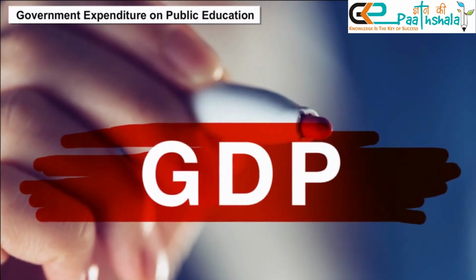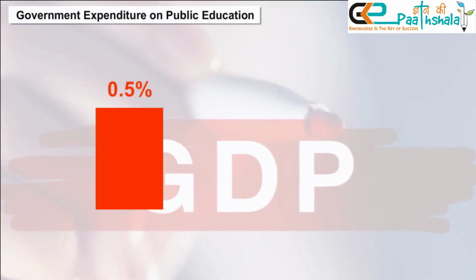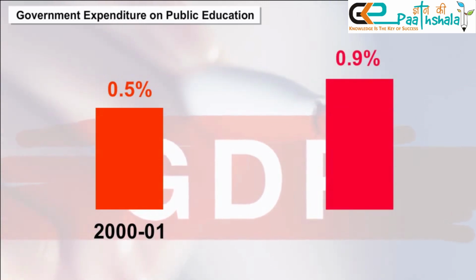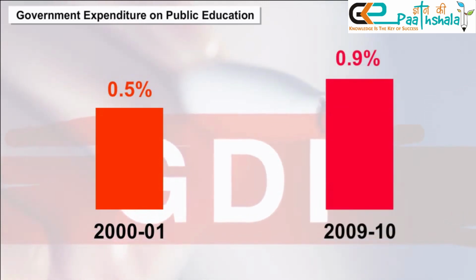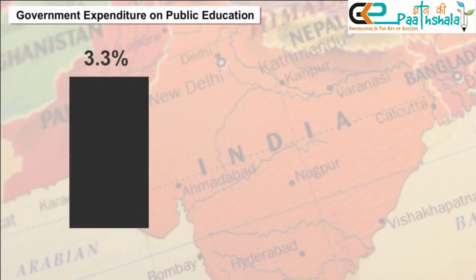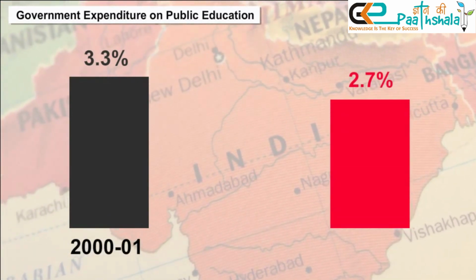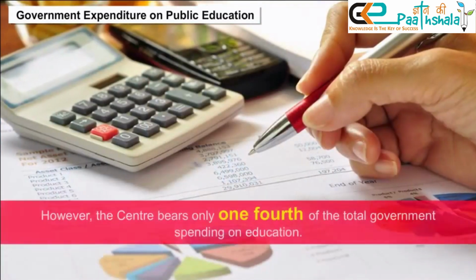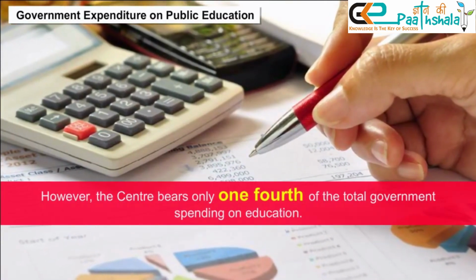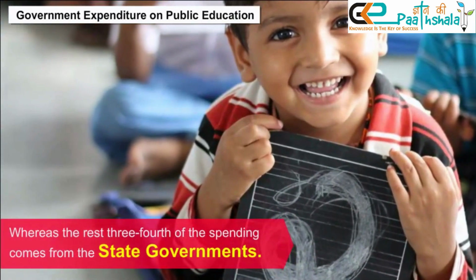We can find the increasing trend over the years, moving up from 0.5% of GDP in 2000 to 2001 to 0.9% of GDP in 2009-2010, while states' share has declined from 3.3% of GDP in 2000 to 2001 to 2.7% of GDP in 2010-11. However, the centre bears only one-fourth of the total government spending on education, whereas the rest three-fourths of the spending comes from the state governments.